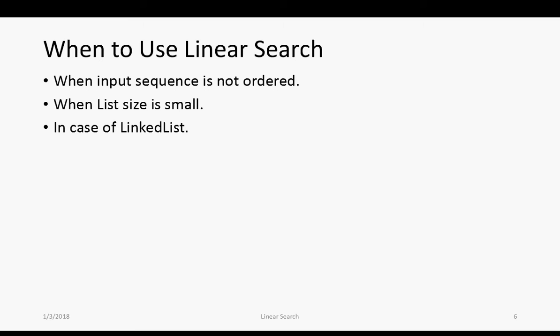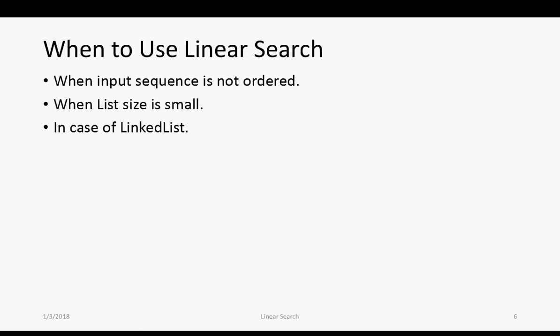Next, when the list size is small, we should be using linear search. How small? Maybe 100 elements. Because binary search is n log n, if we try to calculate the value of n log n for 100, for example, it's always going to be more than the complexity of linear search, i.e. O(n).